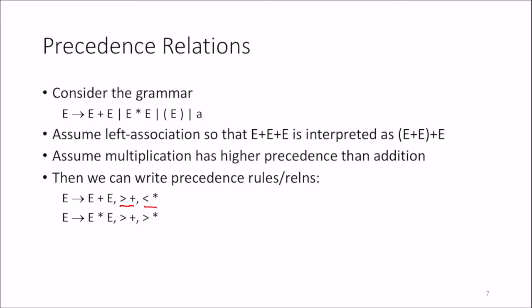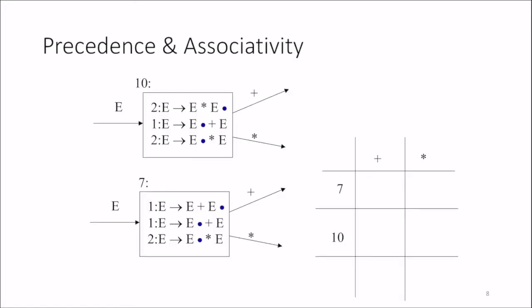And if I have multiplication, so E goes to E times E, it has higher precedence than plus. So if I see a plus, I'm going to reduce. And if I see a times as a next symbol, I'm still going to reduce because I want it to be left associative. So let's look at the LR1 table that you would get.